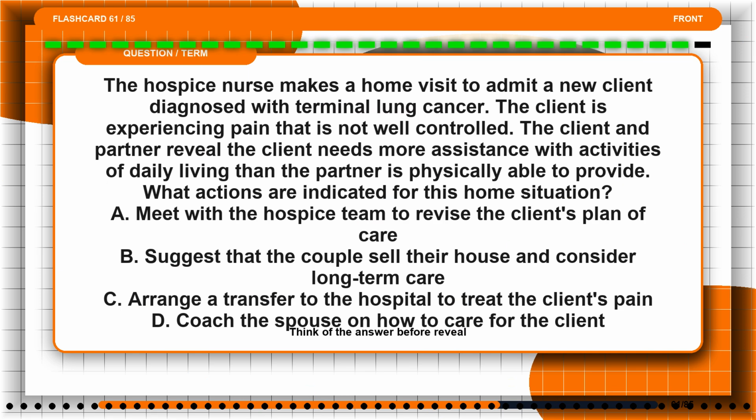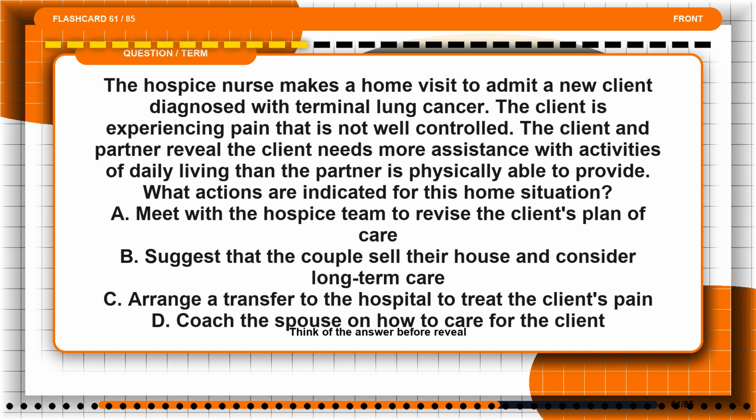Flashcard 61. The hospice nurse makes a home visit to admit a new client diagnosed with terminal lung cancer. The client is experiencing pain that is not well controlled. The client and partner reveal the client needs more assistance with activities of daily living than the partner is physically able to provide. What actions are indicated for this home situation?